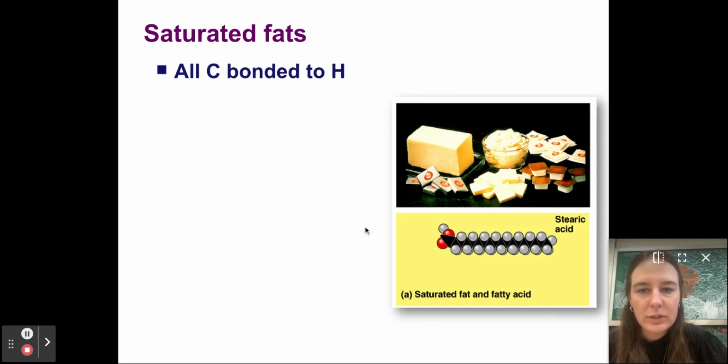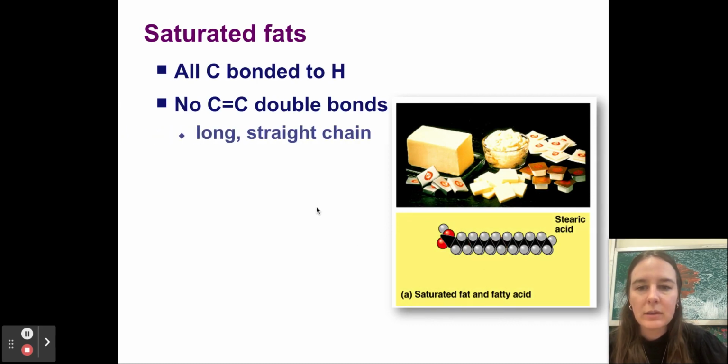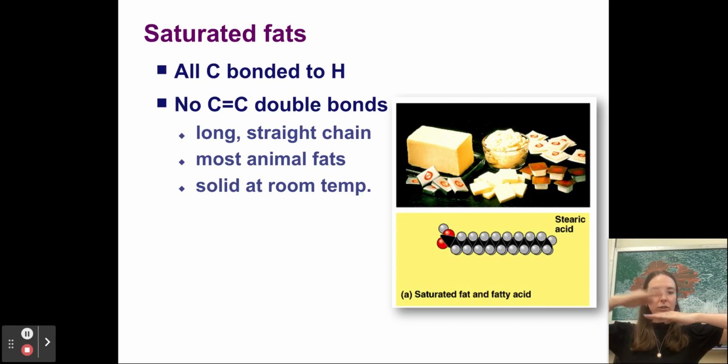So saturated fats, just to review, you just have a long chain of hydrocarbons, and there's no double bonds. They're just a long straight chain. And these are found in animals. Now, because these hydrocarbon chains can really easily stack on top of each other without extra space in between, it makes them solid at room temperature.